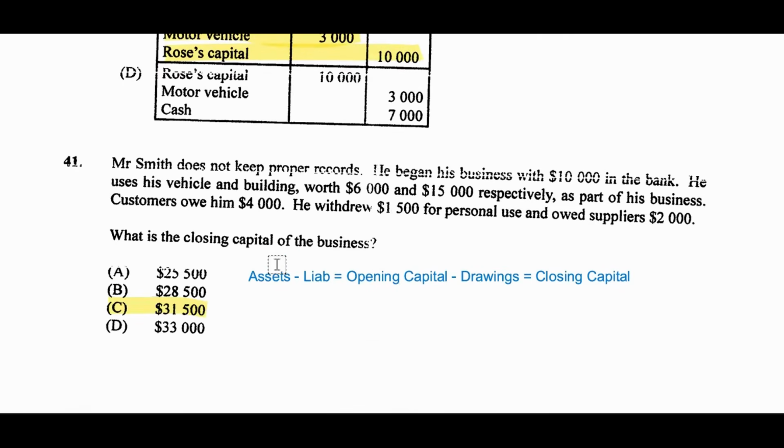Right. Question 41. Mr. Smith does not keep proper accounting records. He began his business with 10,000 in the bank. He uses his vehicle and buildings worth 6,000 and 15,000 respectively as part of his business. Customers owe him 4,000. He withdrew 1,500 for personal use and owed suppliers $2,000. What is his closing capital? All right, guys, so let's work out his opening capital first. Opening capital will be his assets minus liabilities. Once you get that opening capital, you then subtract the drawings to get closing capital.